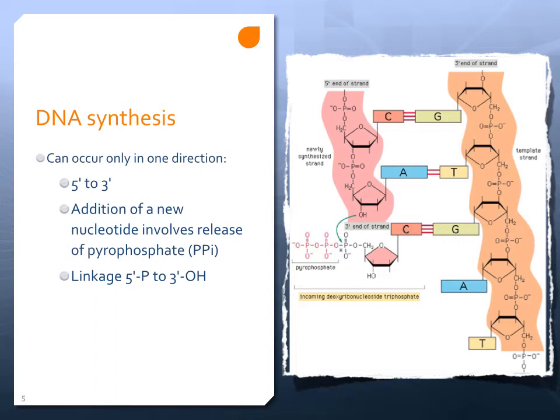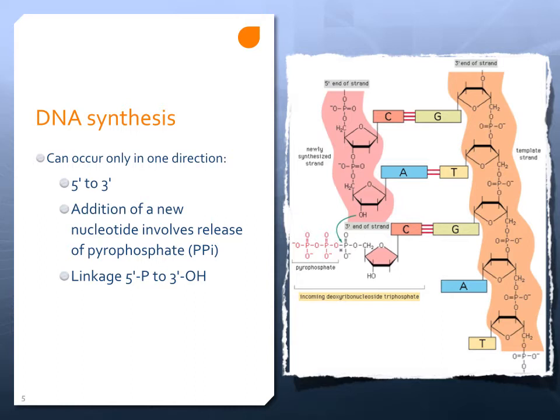So when the synthesis occurs, you already know that, but it's always worth repeating that it will add a new nucleotide only on the 3' end of the growing strand. So the direction of growth is from the 5' to the 3' end.